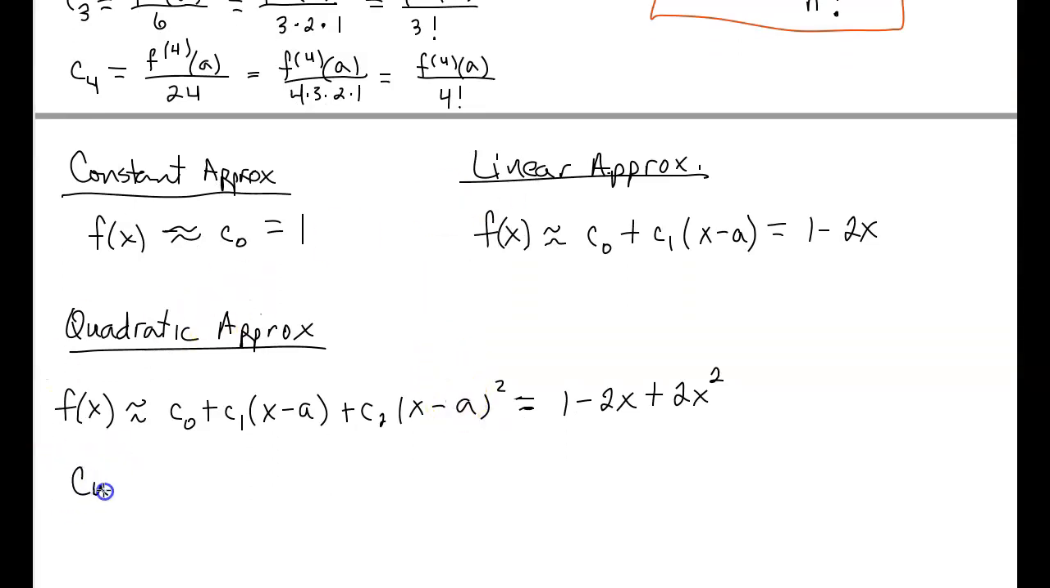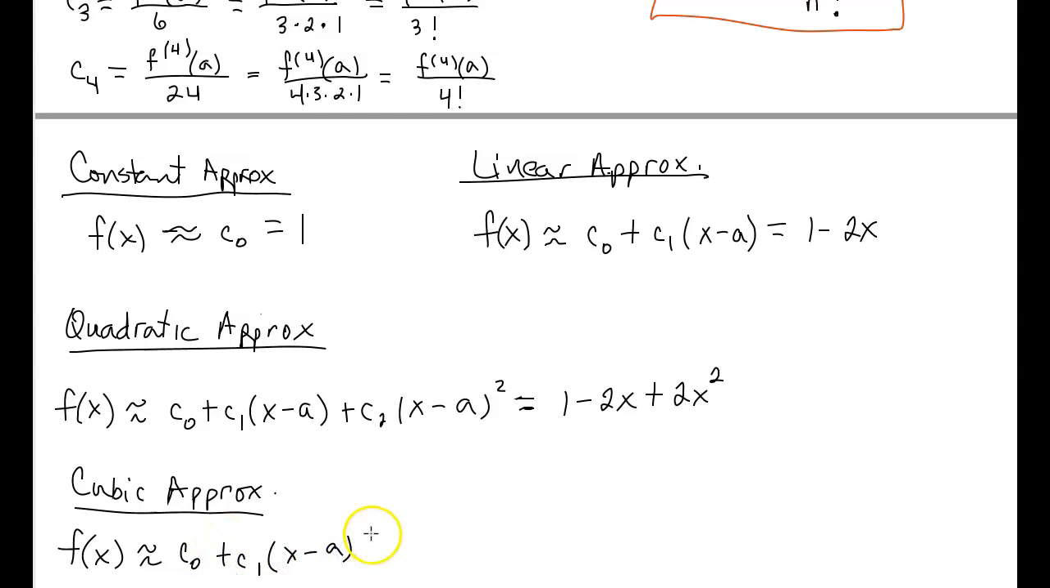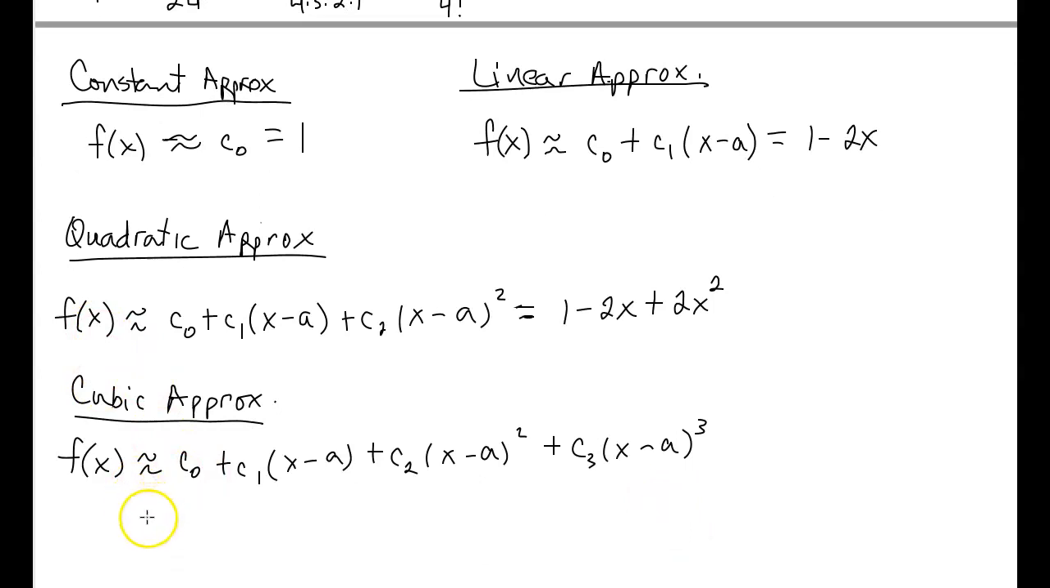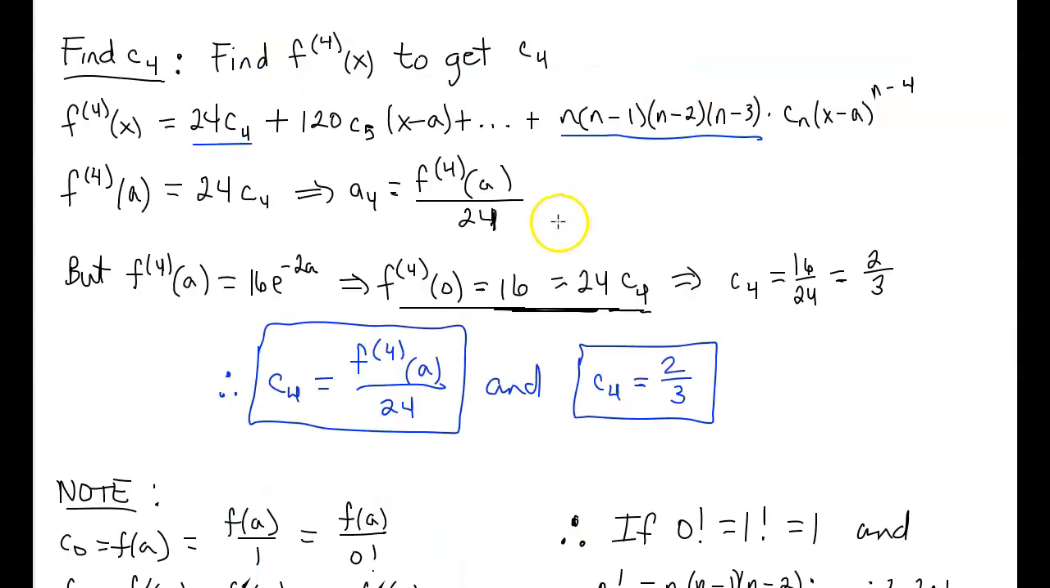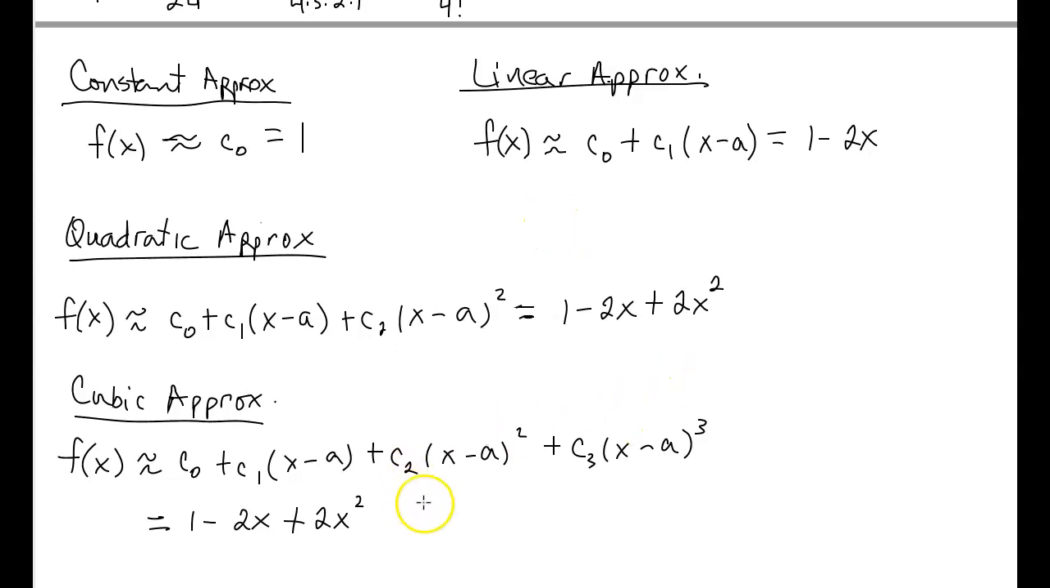If we wanted to do a cubic approximation, then of course we would add one more term to that. I'll go ahead and write it out here. So, of course, this would be equal to 1 minus 2x plus 2x squared. So that's the first three terms. And if we go back and see what c3 is, we know that c3 was a negative 4/3. So here this would be a negative 4/3 x cubed.